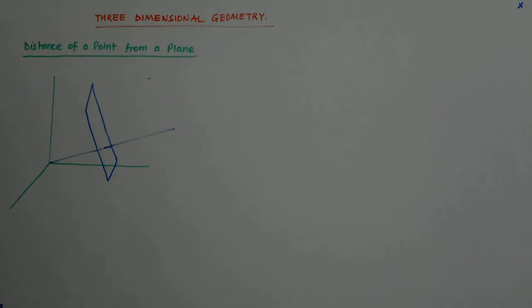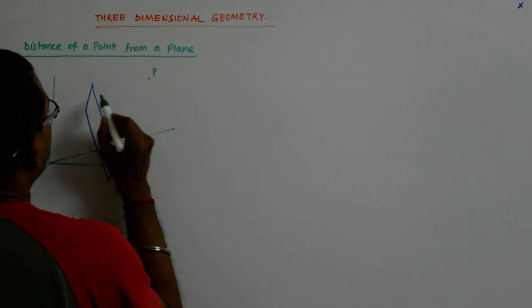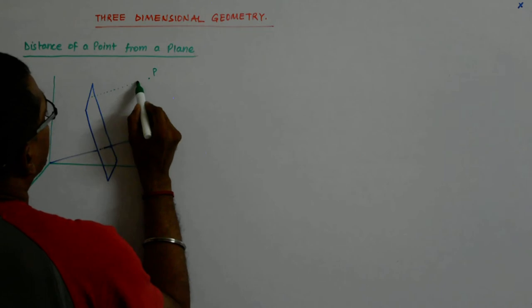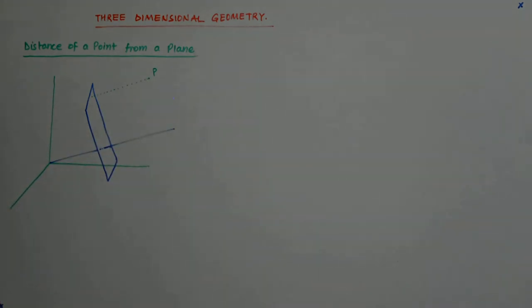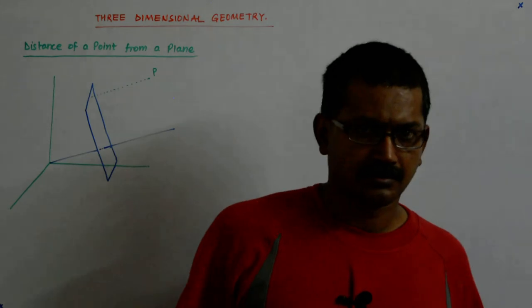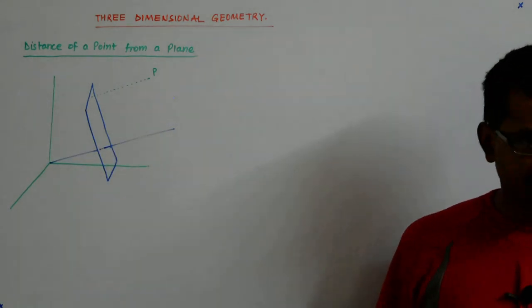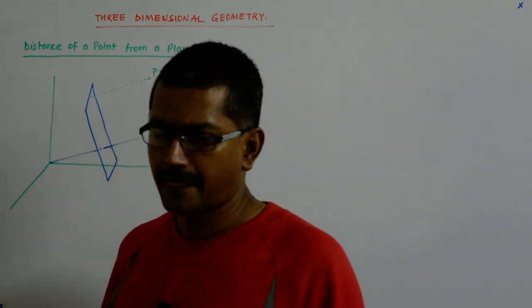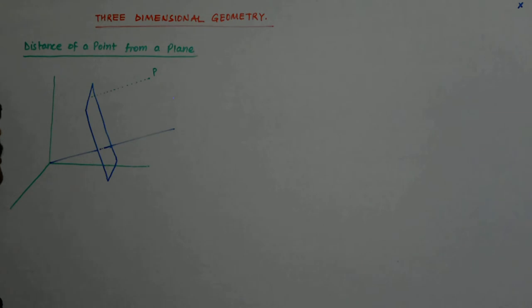Okay, I want the distance of this point P from this plane. Now the distance, as you know, has to be the perpendicular distance. Okay, that is something that is understood. The distance has to be the perpendicular distance. Okay, now how do I do that in the vector form and then in the Cartesian form?